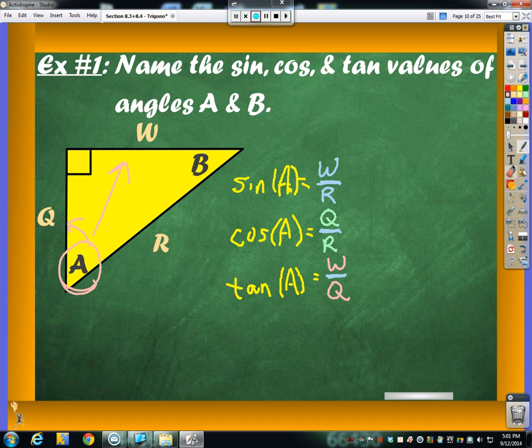Now, what I want you guys to do now is I will let you do the sine, cosine, and tangent for angle B.